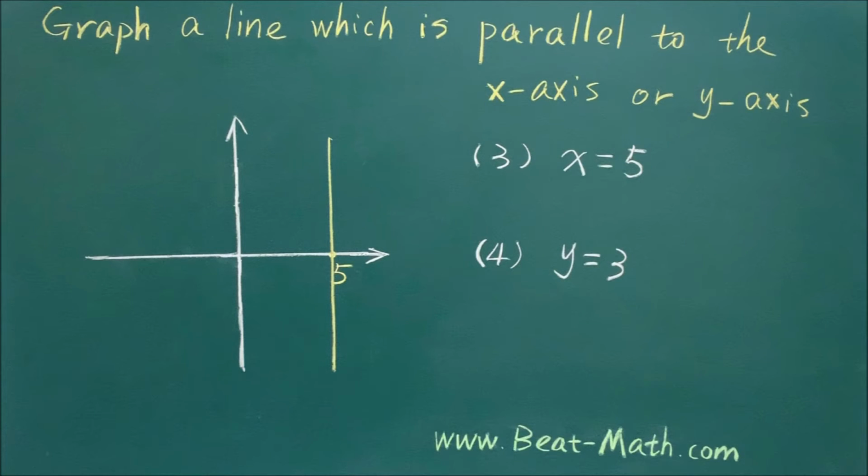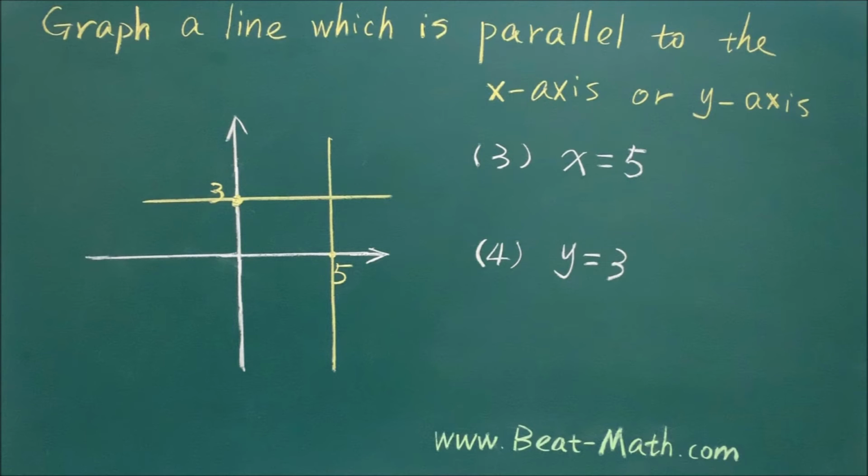Another example, y equals 3. This equation does not have x. That means y is always equal to 3 no matter what the value of x is. We draw a line passing through the point y equals 3 on the y-axis and make it parallel to the x-axis. Okay, that's all about the first method.